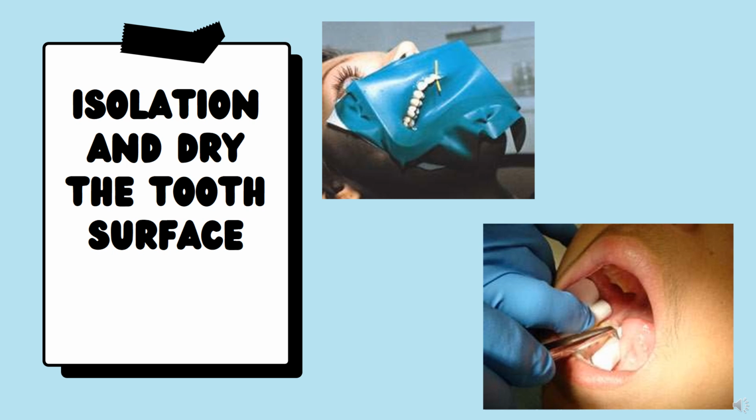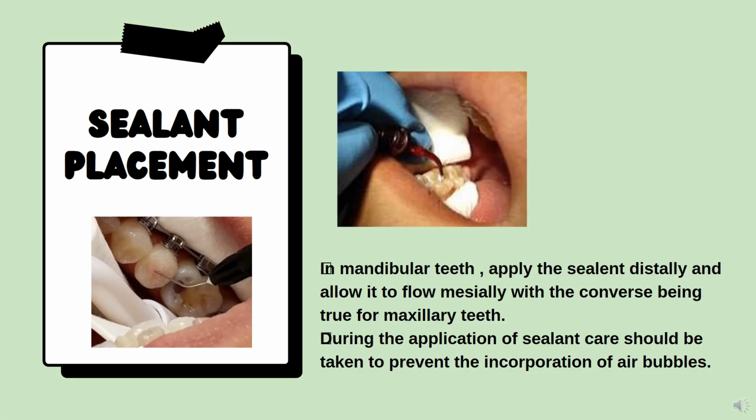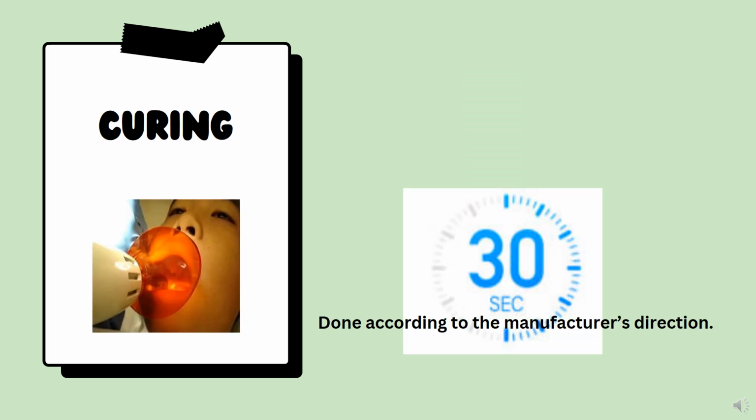Next is again isolation and drying the tooth surface. Bonding, which I have mentioned in the slide. Now next we will go to sealant placement. So remember, in mandibular teeth, apply the sealant distally. So you are going to apply distally in the mandibular teeth and allow it to flow mesially, with the converse being true for the maxillary teeth. During the application of sealant, care should definitely be taken to prevent incorporation of air bubbles. What happens if the air bubble gets involved? Definitely your Pit-and-Fissure sealant might be a failure. It might come out. So remember, you should do it without incorporating air bubbles.